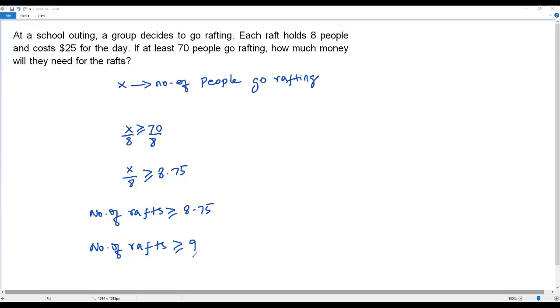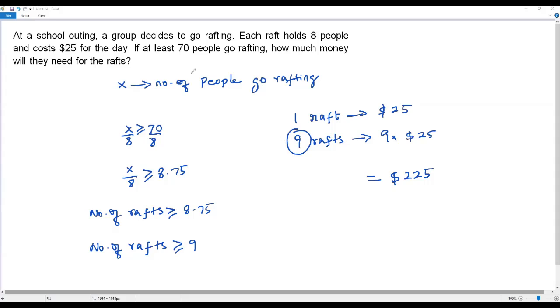So for one raft, the cost is $25. Then what is the total cost for 9 rafts? Let me write it here. For 9 rafts, we have to multiply the cost for one raft by the number of rafts, that is 9. So 9 times $25. When I multiply them, I get $225.